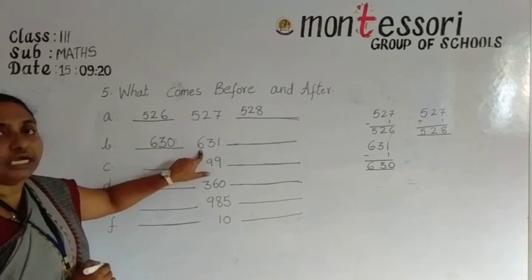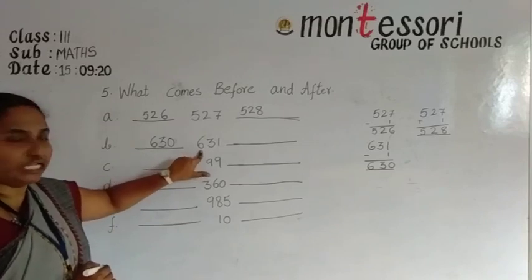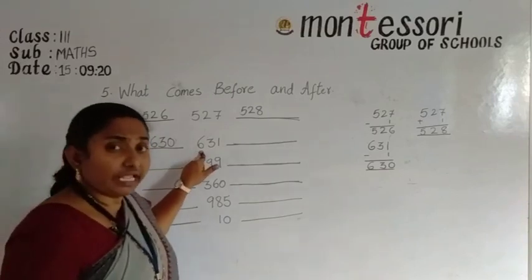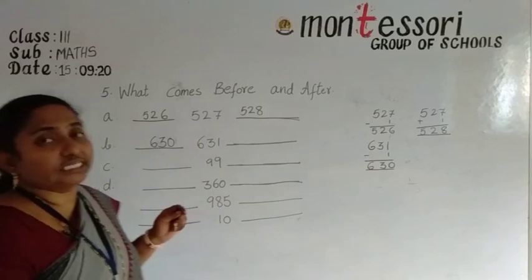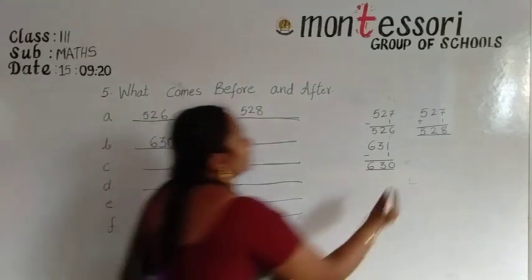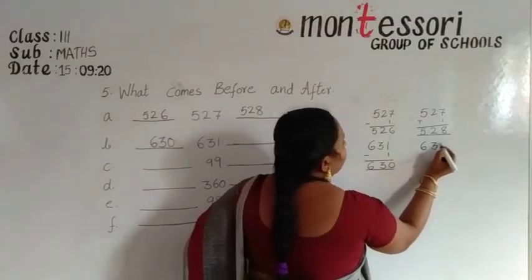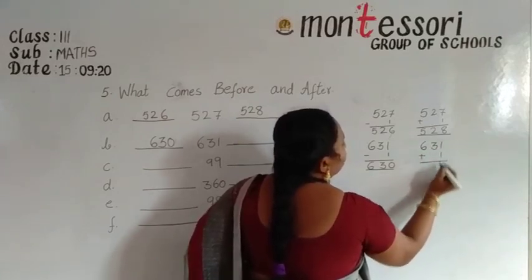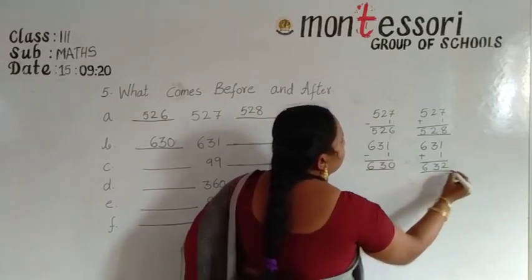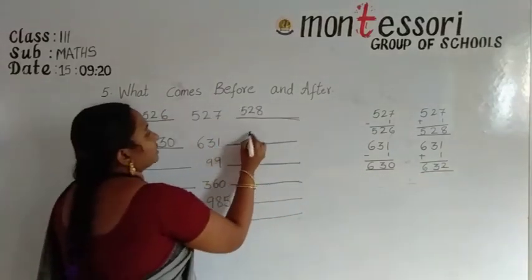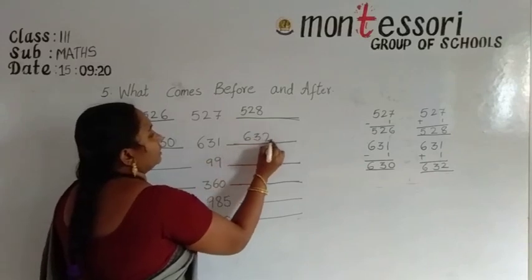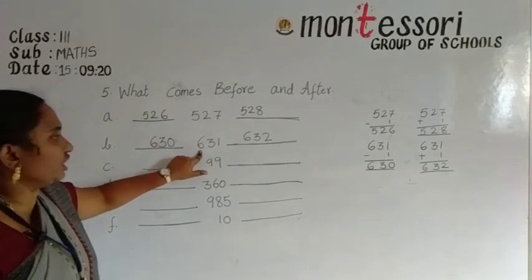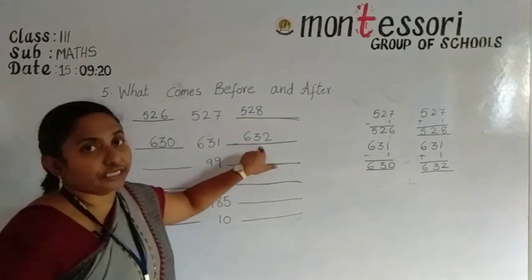Now we can find the number that comes after 631. So here 631 plus 1. Now 1 plus 1, 2, then 3, 6. Now what is the answer? 632. Now the number that comes after 631 is 632.